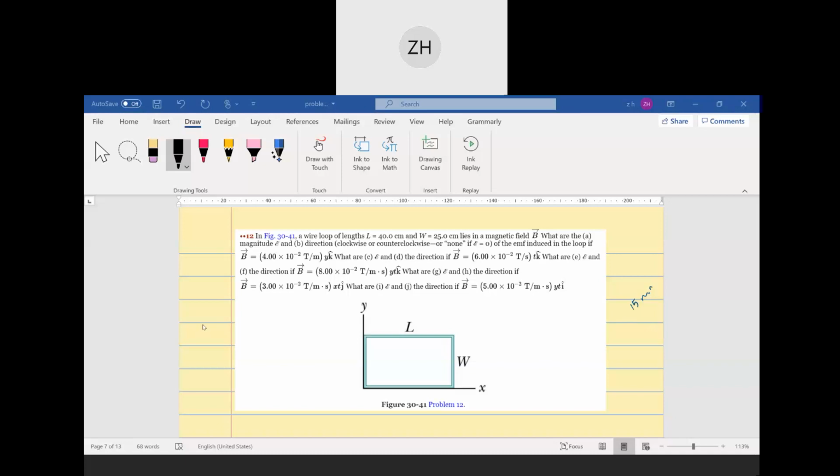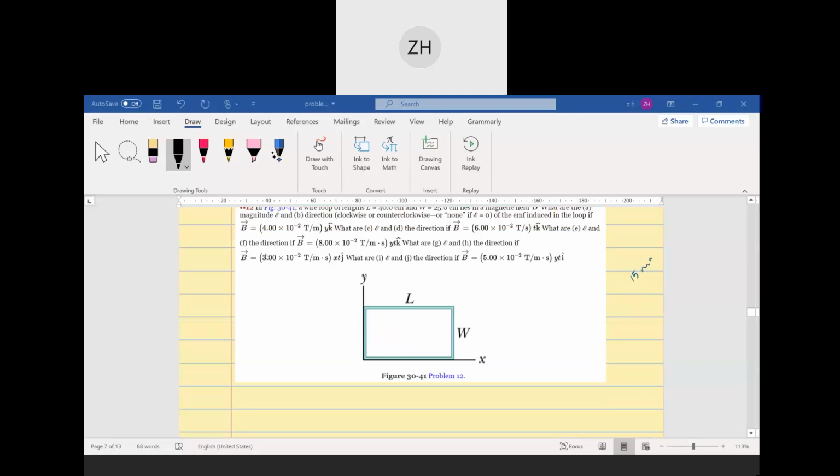Hello everyone. So in this problem, we are studying a wire loop lying in a magnetic field B, but we have different scenarios for this magnetic field. In the first situation, we have a magnetic field equal to 4 times 10 power minus 2 Tesla per meter times y, and it's directed along the positive k direction, so it's directed out of the page.